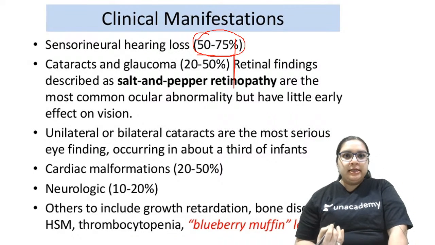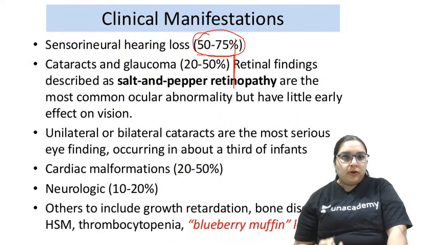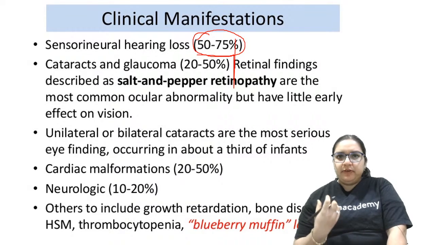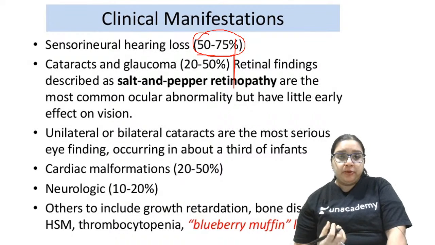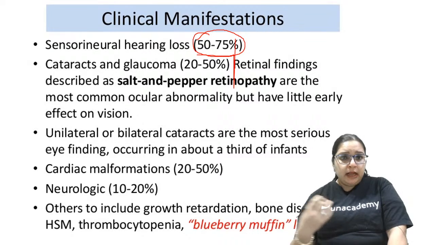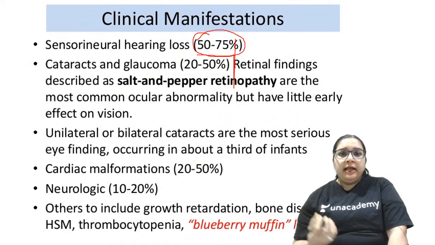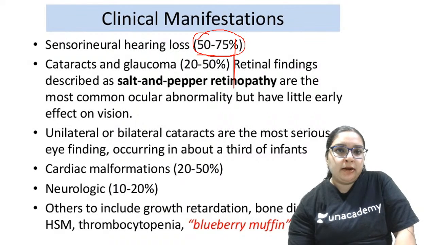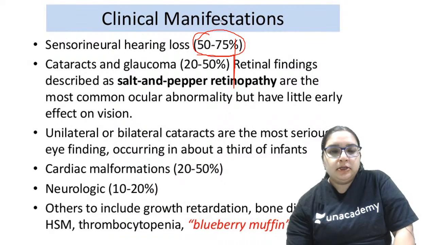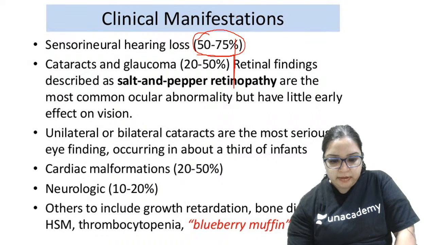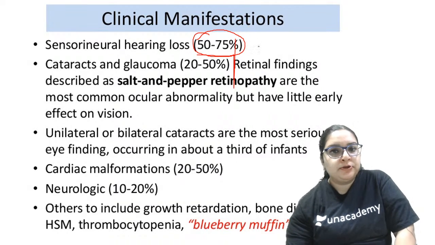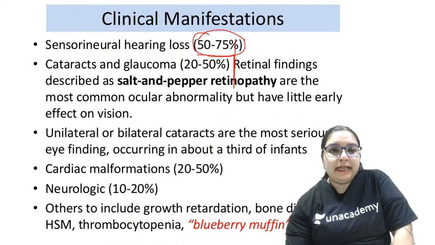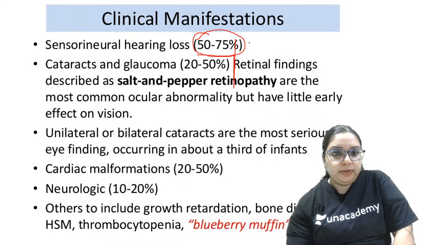Then next on the list is cataract and glaucoma. So you typically find a salt and pepper retinopathy. Okay, I'll show you the image later on. And then unilateral or bilateral cataracts can be another finding. Then, similar to cataract and glaucoma, the chance of cardiac manifestations, malformation is also 20 to 50%. Then neurologic manifestation is 10 to 20%.